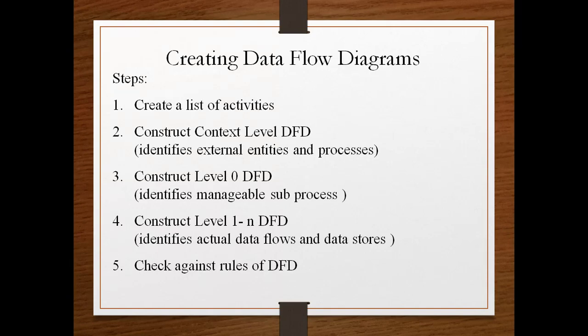Creating a data flow diagram, these are a few steps which you should keep in mind. You should first create a list of activities in the corner of your paper. Then construct the context level DFD, which is nothing but the complete overview of your system. Then construct the level 0 DFD, that is manageable sub-processes, then the first level, and then again check all the rules of DFD. So you keep on deriving your DFD, but you should also keep on checking with the rules of DFD.